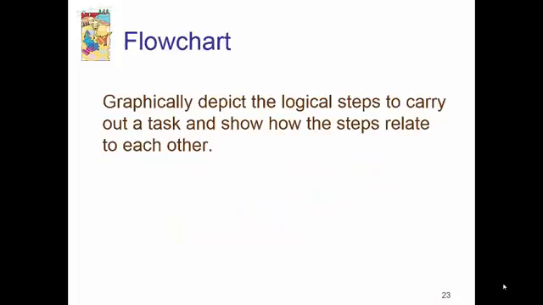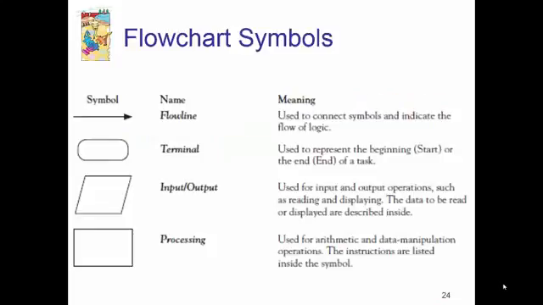So we're going to use a flowchart, again, to graphically depict the logical steps to carry out a task and show how the steps relate to each other. When we use a flowchart, there's a number of different symbols that are used. An arrow is also called a flow line, and that's used to connect the symbols and indicate the flow of the logic. We have our ovals, which are terminals, which are used to represent either the start of the program or the end of the task.